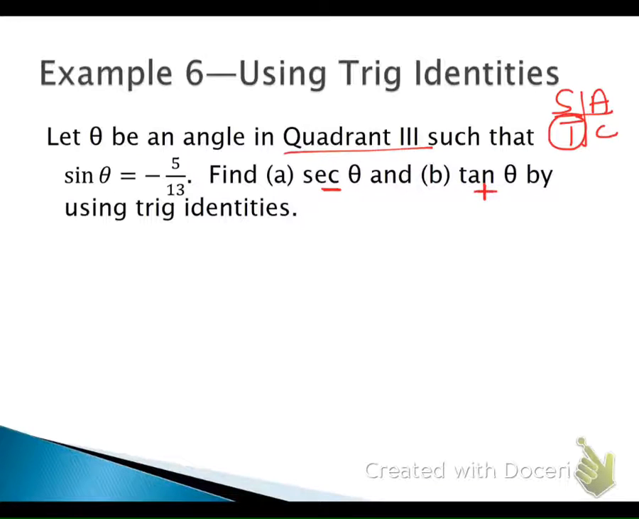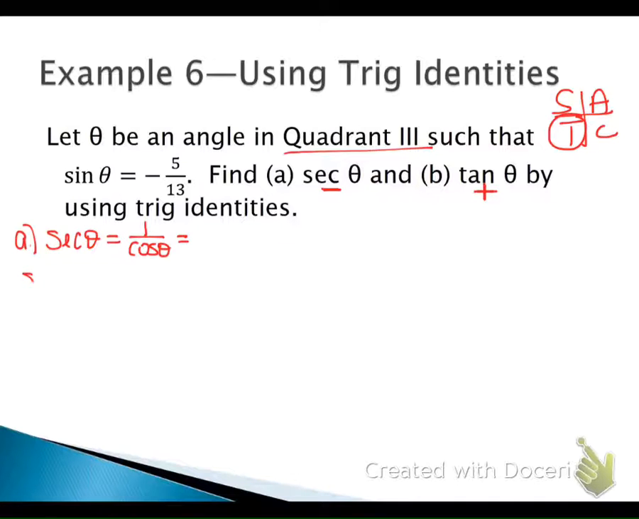All right, what can I use to get from sine to secant? Look through your identities and see if you see anything. I don't see anything that directly relates sine to secant, but I know secant is the reciprocal of cosine, and there is a Pythagorean identity that has sine and cosine in it. So if I can find cosine, I can take the reciprocal of it to find secant. So for A, to find secant of theta, remember that's going to be 1 over cosine of theta. So if we had cosine of theta, we could finish this part here.